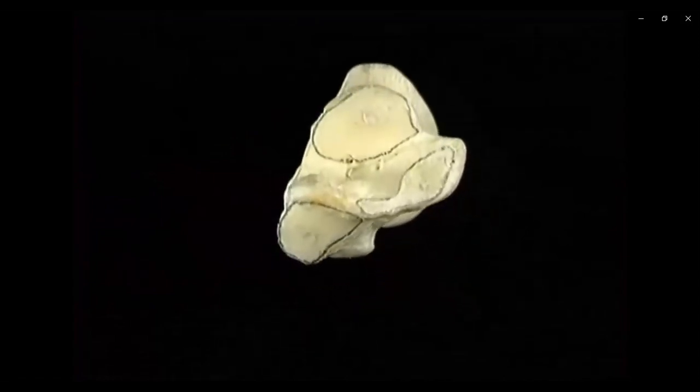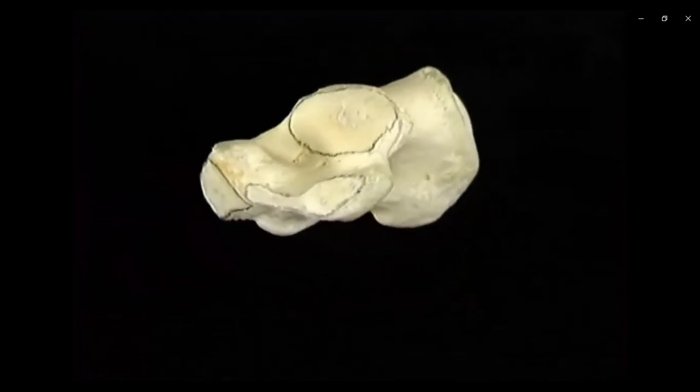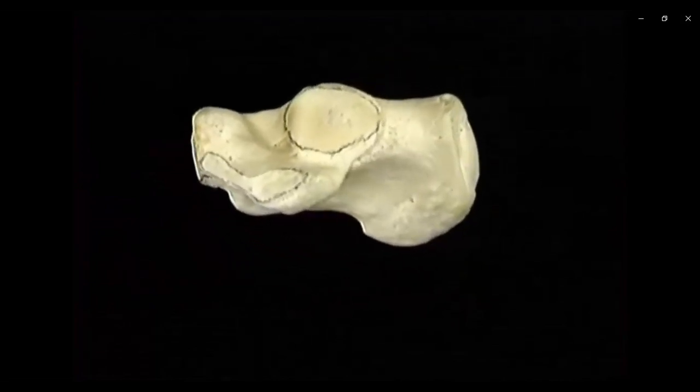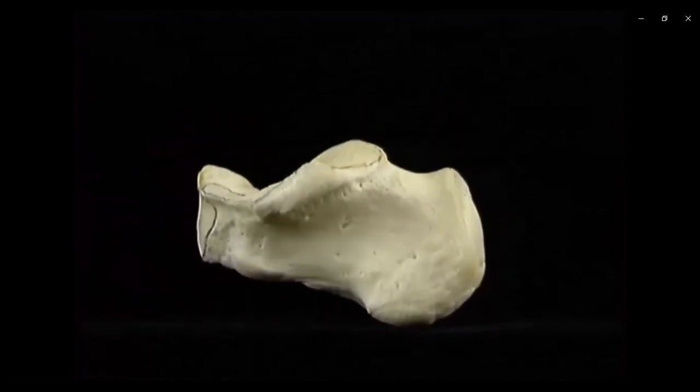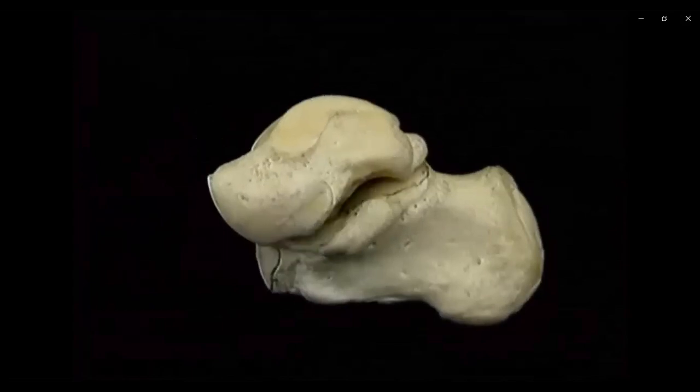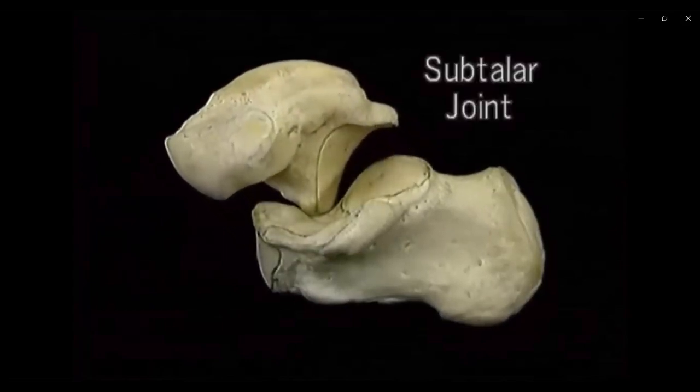On the upper aspect of the calcaneus, there are two articular surfaces for the talus, a small one in front, a larger one behind. The larger of these two surfaces, together with the corresponding surface on the underside of the talus, forms the subtalar joint.